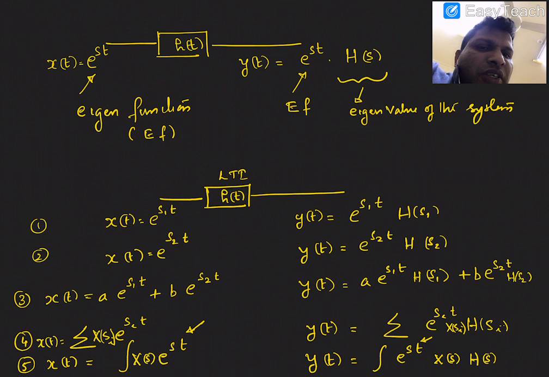I forgot to represent the integration variable as ds in the x of t. So here also at the output the ds will appear. You can see here, I will explain in the next page.